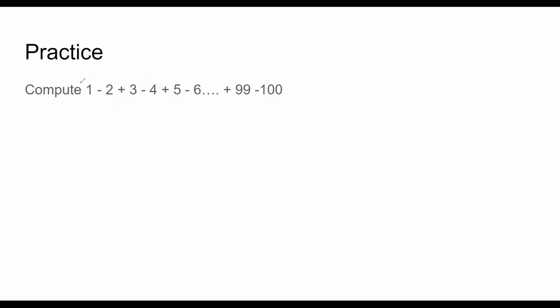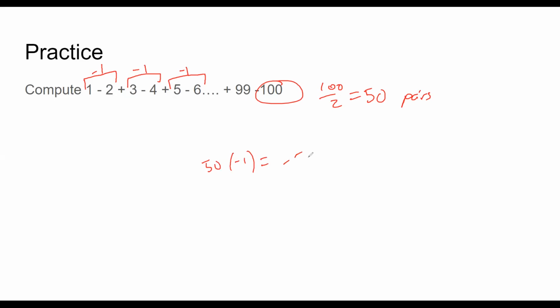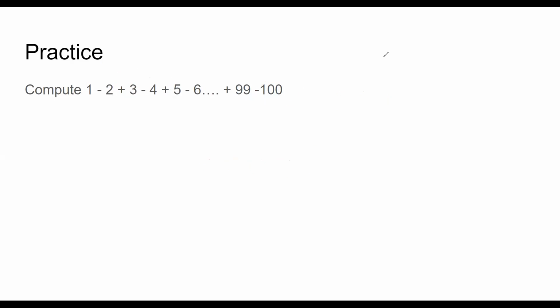The easiest way to look at this is we have a -1 here, a -1 here, a -1 here. So every pair is -1. How many pairs do you have? If there's 100 terms, you're going to have 100 divided by 2, which is 50 pairs. And we have 50 times -1, which is -50. Very simple. Pattern searching and telescoping come up everywhere.